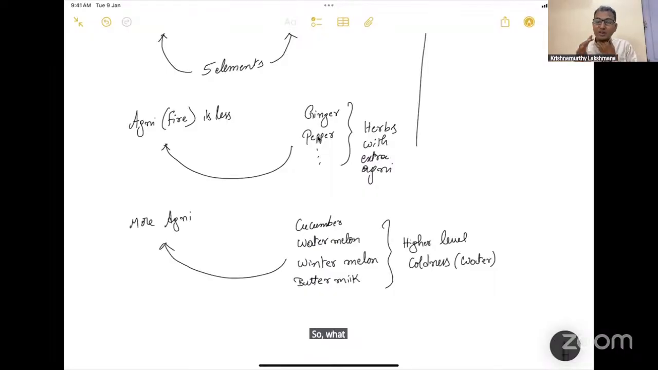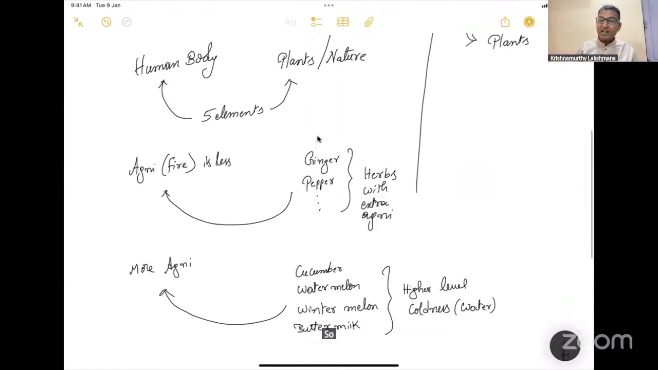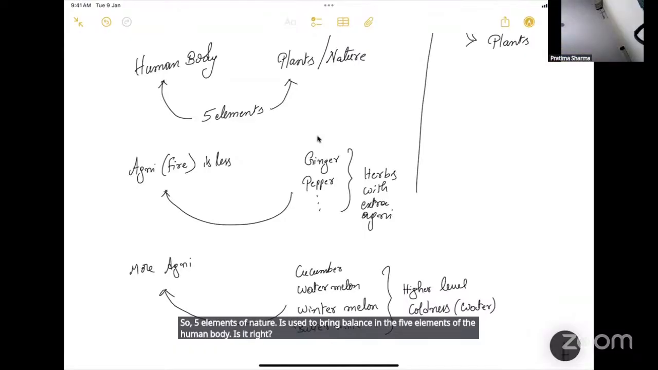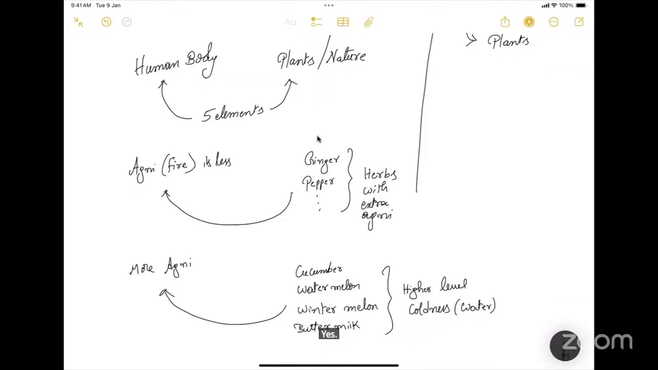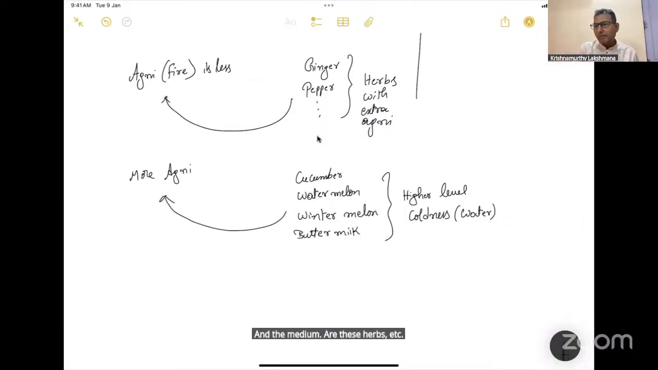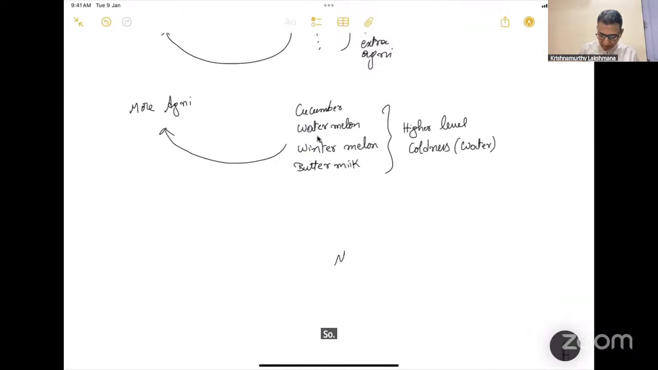So what are we using? We are using the 5 elements of nature to bring balance into the 5 elements of the body. So the 5 elements of nature are used to bring balance in the 5 elements of the human body. Is it right? Yes. And the medium are these herbs, etc. So nature is there and body is there. Whenever there is an imbalance, we use nature to bring balance.